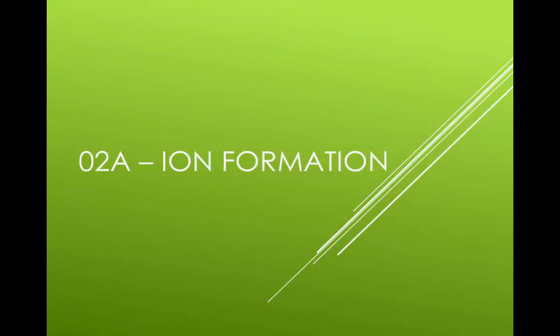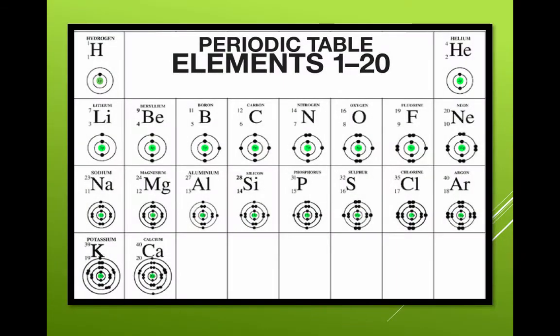Lesson 2A, Ion Formation. Here are the board diagrams of the first 20 elements that you were responsible for drawing last day. Remember the trends that we looked at in class? They were the addition of a single proton as we move left to right and downward on the periodic table. We also noticed that all the elements in the first column have a single valence shell electron. The second column has 2, and so on until you reach the end when the valence shells are completely filled.